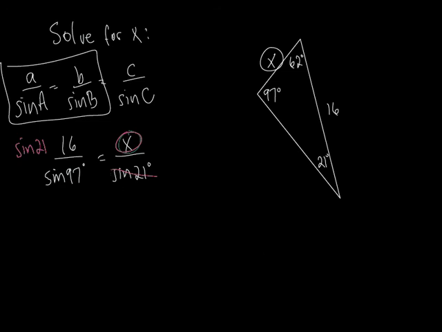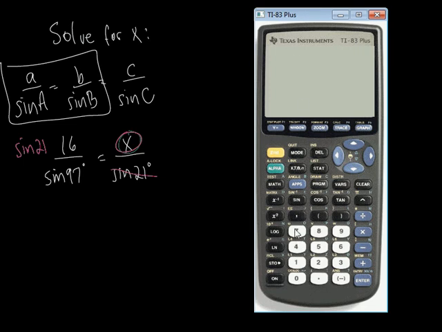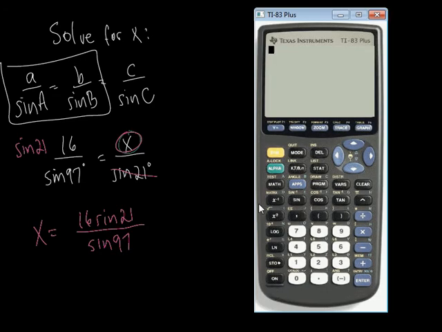Okay, just happen to have a calculator here. And that's slick. Let's turn it on. Let's clear it. Okay, now how are we going to do the work? Actually, let's clean it up a little bit. Let's say x equals, instead of sine of 21 times 16, I'm going to write it 16 times the sine of 21. That looks a little bit neater. Over the sine of 97. Okay, that's what I'm going to put into the calculator.